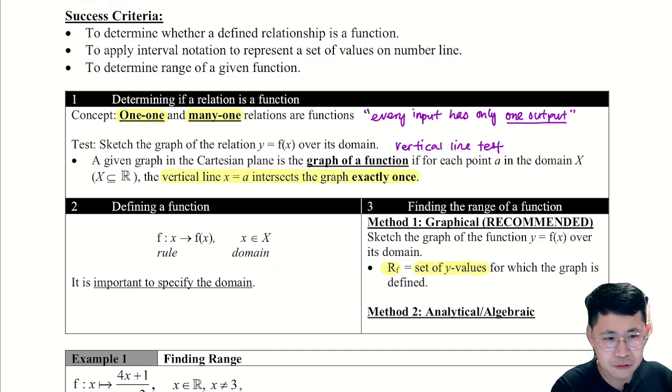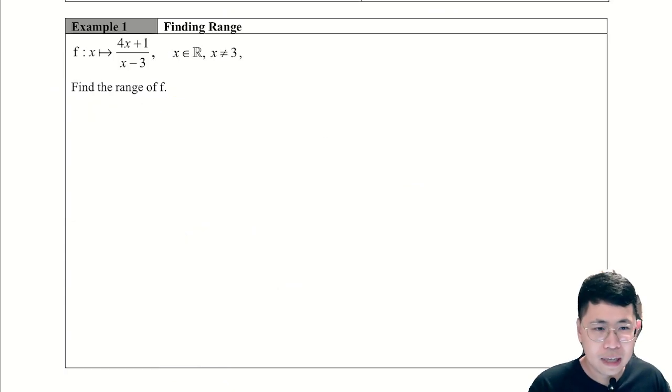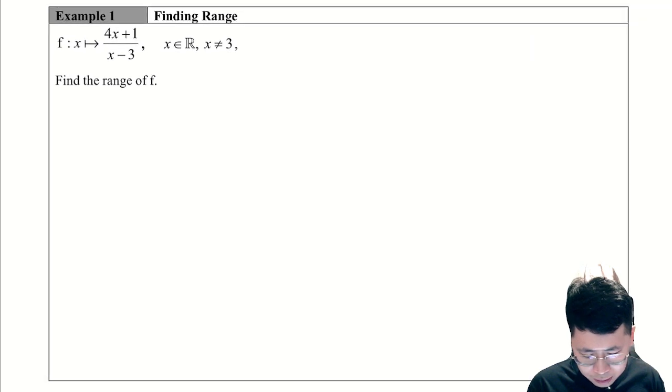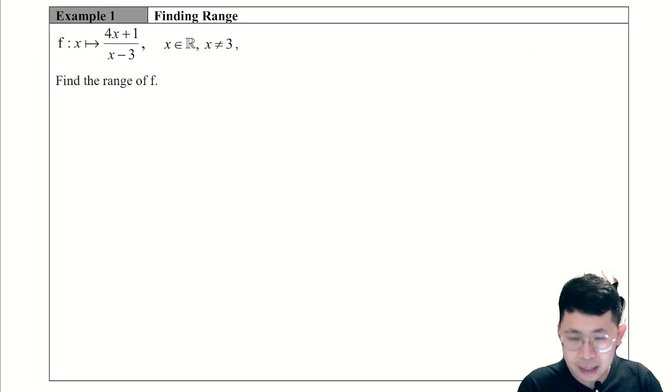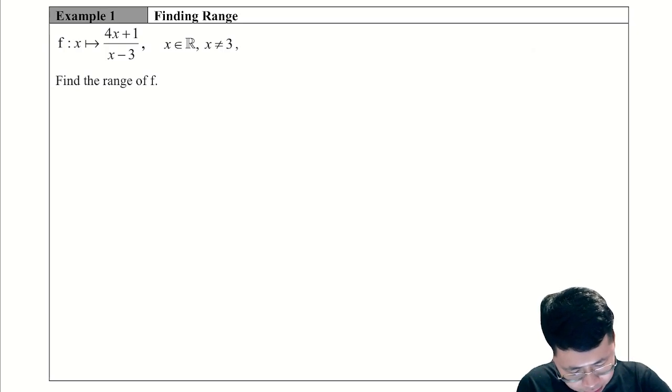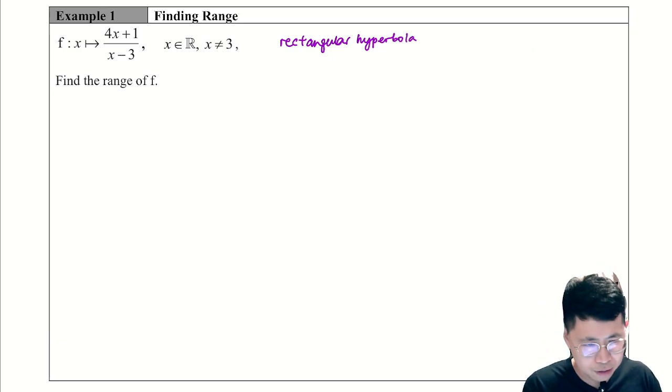Without further ado, let's take a look at some examples below and determine the range of the following functions. Let's look at example 1, to find the range of this particular function. f(x) is the expression (4x+1)/(x-3), and we want to find the range of f. Here you need to recognize that this is a rectangular hyperbola. So how do we find the range again? We look at the graph of this particular function.